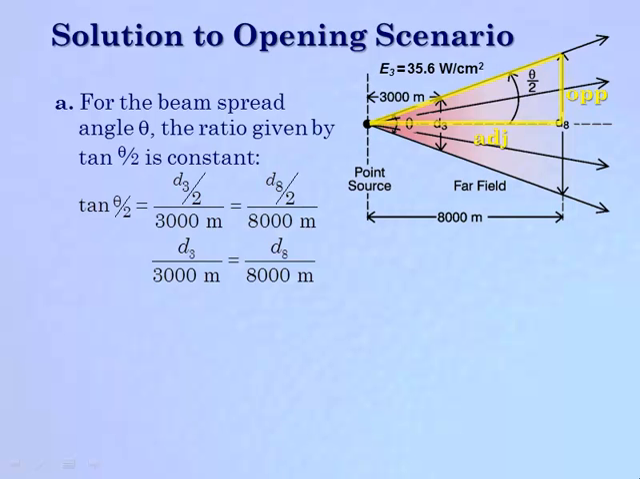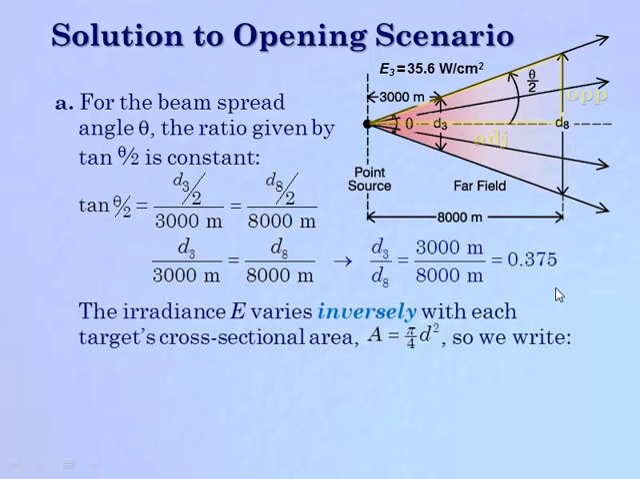So we can see that the divided by 2's will cancel out, and what we're really left with is two ratios: d3 over 3,000 meters equals d8 over 8,000 meters. And we can rearrange it by multiplying and dividing by the different terms, and we'll end up with d3 over d8 is equal to 3,000 to 8,000 meters, or the constant of proportionality of 0.375.